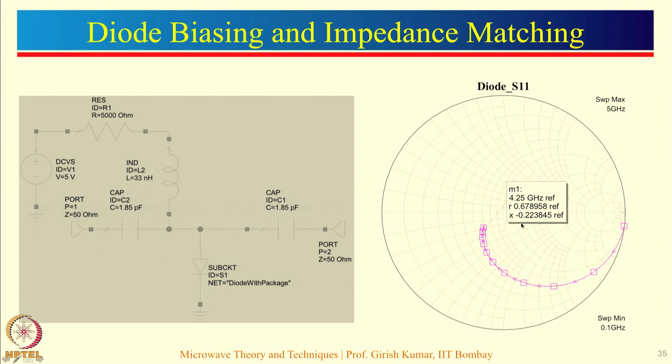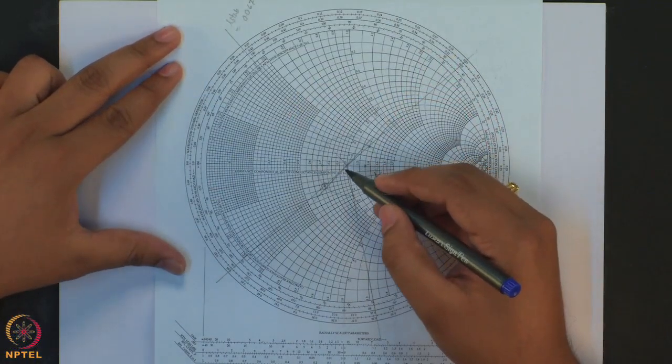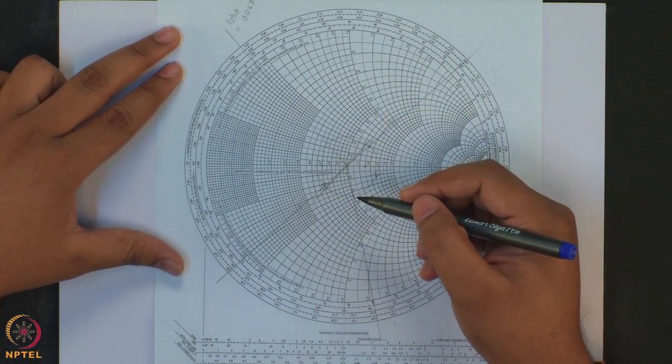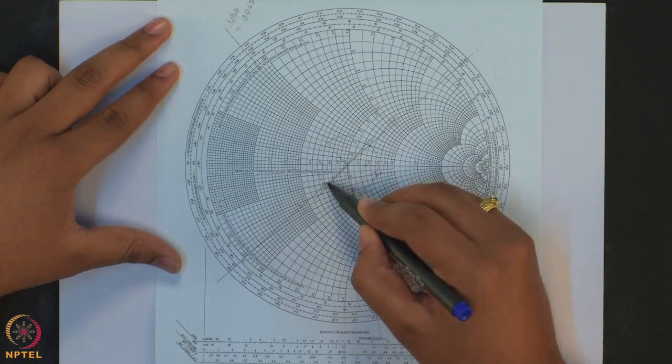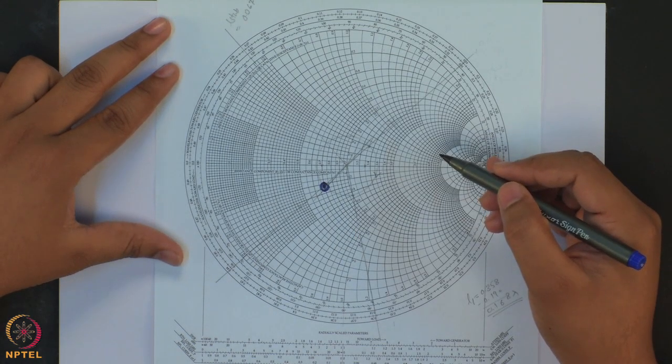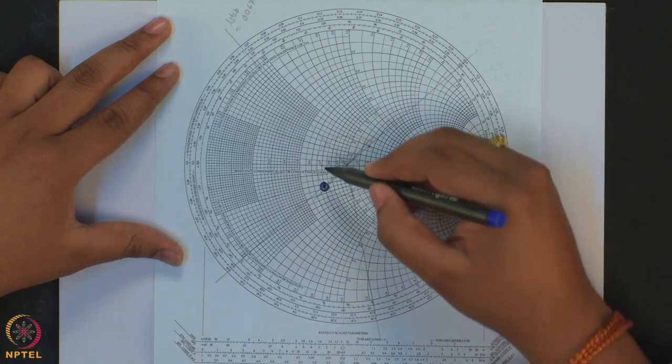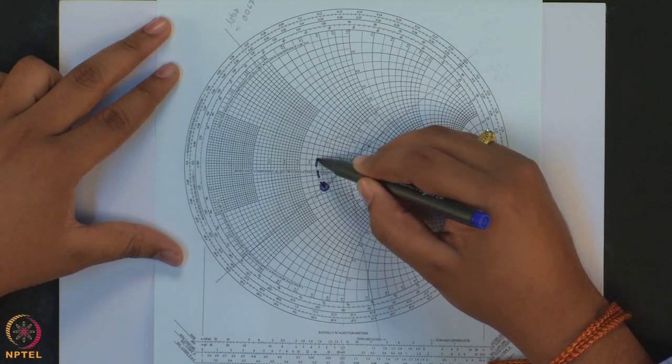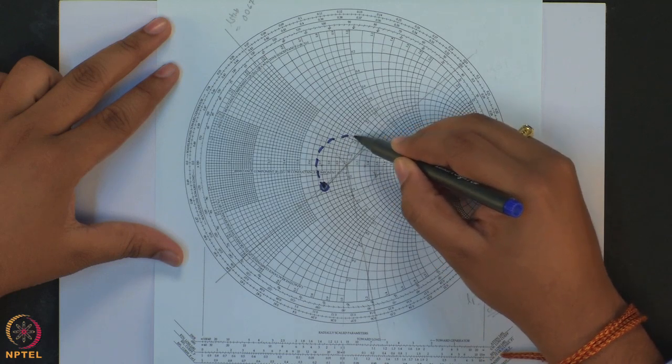Let's do that. So we have studied the impedance matching network design using single stubs or shunt stubs. We are going to follow that, and let's see what we have here. So the impedance that we see, which is R equal to 0.67 and X equal to minus 0.22, is at this point. Now using the standard single stub matching technique, what we are going to do is draw a constant VSWR circle from this point.